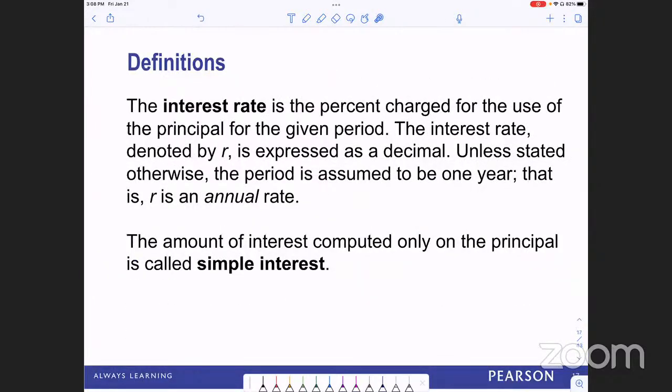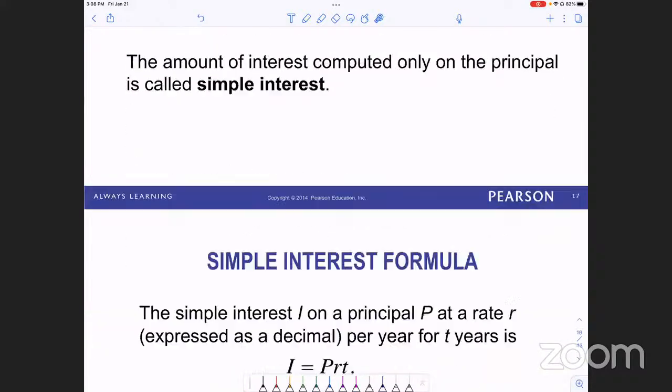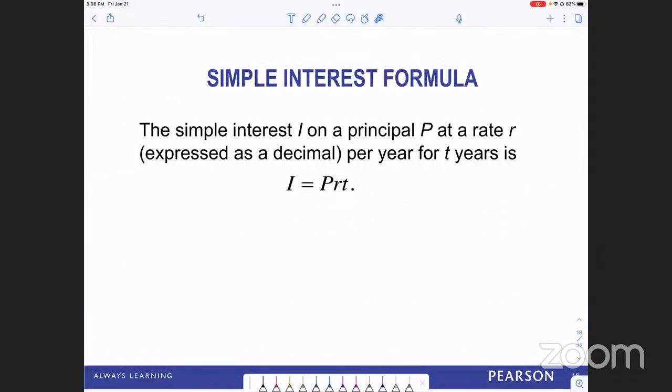So then we have this definition. It says the interest rate is the percent charge for the use of the principal for the given period. The interest rate denoted by R is expressed as a decimal. Unless stated otherwise, the period is assumed to be 1 year. That is, R is an annual rate. The amount of interest computed only on the principal is called simple interest. Right? So that's the first form of interest that we're going to introduce.